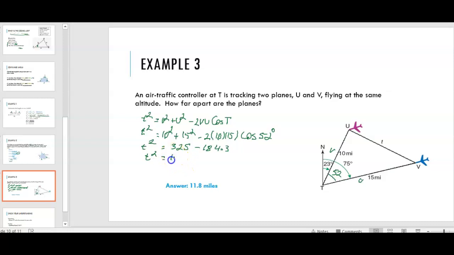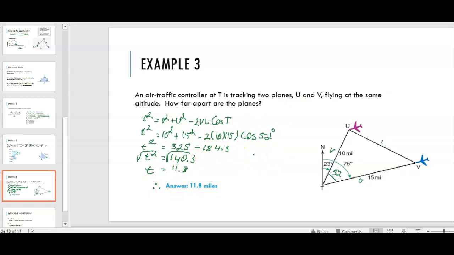Okay, subtract that. We have t squared equals 140.3. All right, now we need just t. So we're going to take the square root of both sides here. Don't forget that. So t equals, rounded to the first decimal point, 11.8 miles. There you go, the therefore statement. The airplanes are 11.8 miles away from each other.